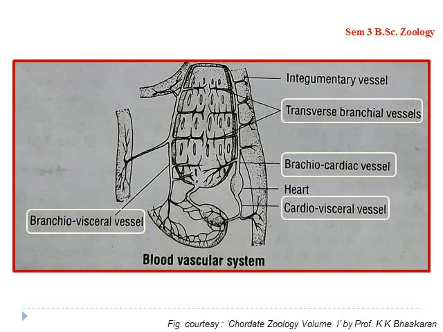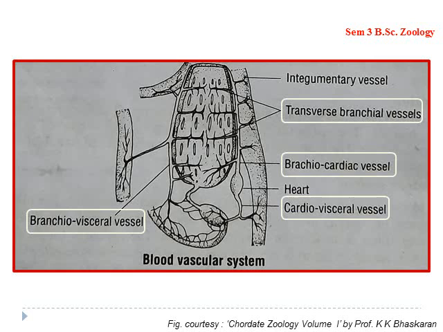So what happens is the brachiocardiac vessel runs closer to the branchial sac, mid-ventrally below the endostyle, and while it is passing below the endostyle, it gives off branches along the transverse branchial bars. Okay, now it is clear, right? And these vessels are known as transverse branchial vessels. Fine.